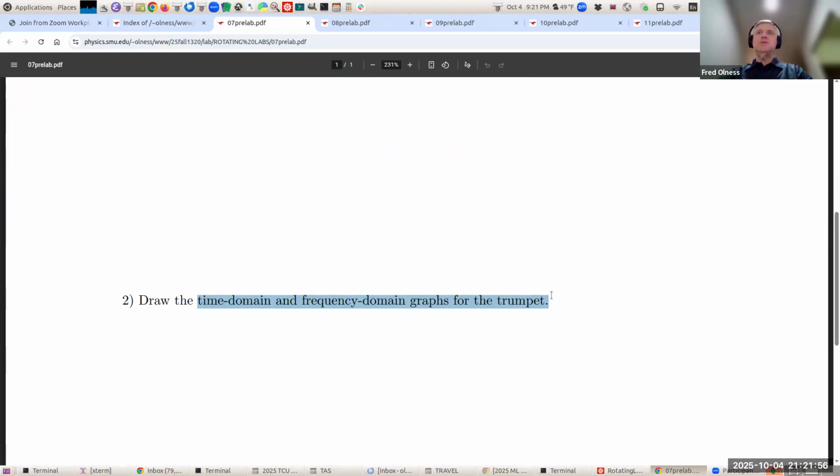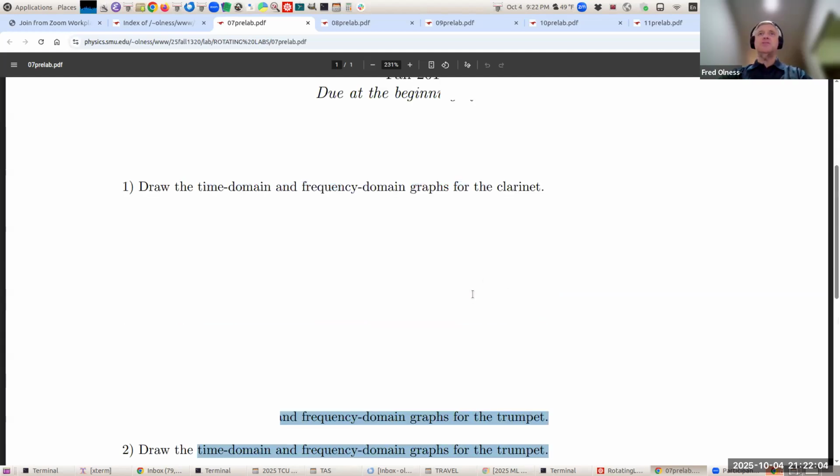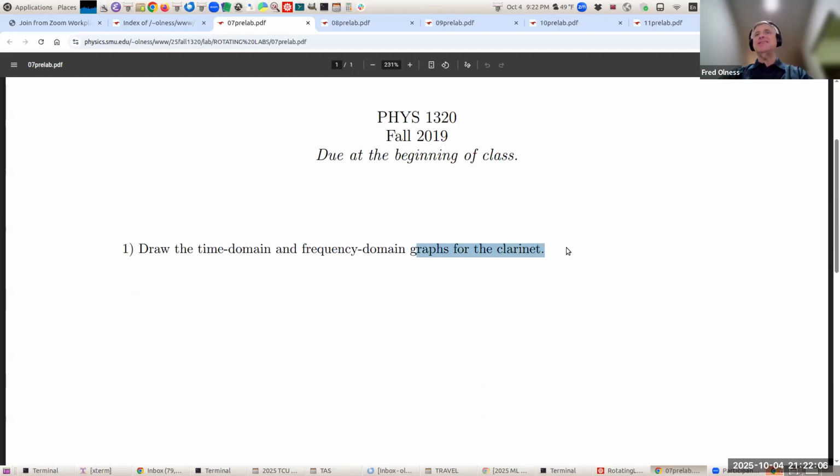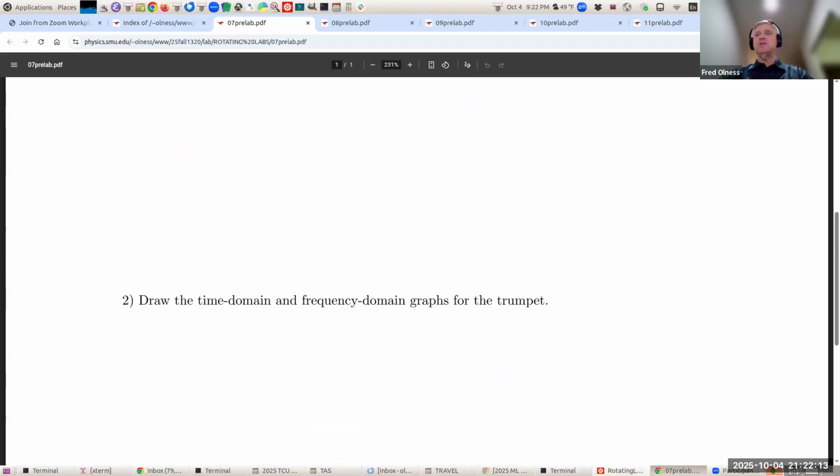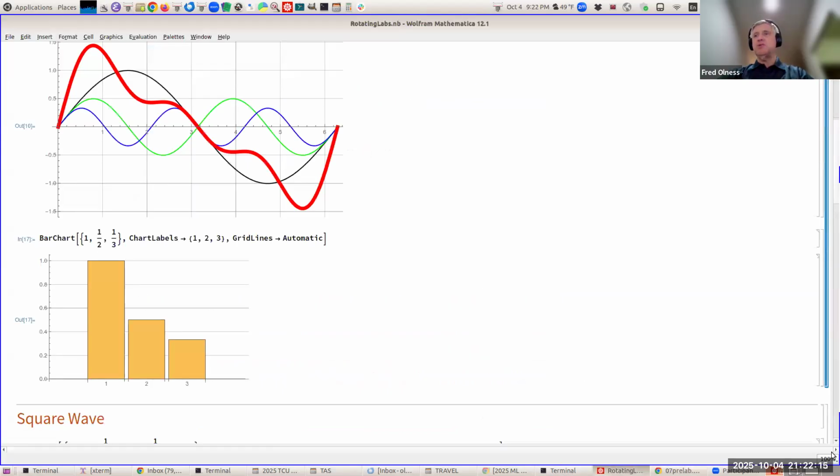So we're going to use these as the characteristic instruments. The trumpet functions as an open pipe, and that gives us the full harmonic series. The clarinet functions as a closed pipe, and that gives us the odd harmonic series. So here's what I basically want you to do for that. I will show you with this.